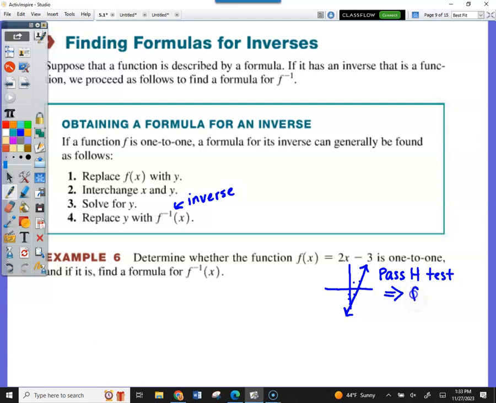Therefore, f of x is 1-to-1. The next part's the new part. It says find a formula, which means tell me the equation for the inverse. You get this by changing f of x to y, swap x and y, solve for y, rewrite it with the fancy notation. So I'm going to copy the whole function right here.